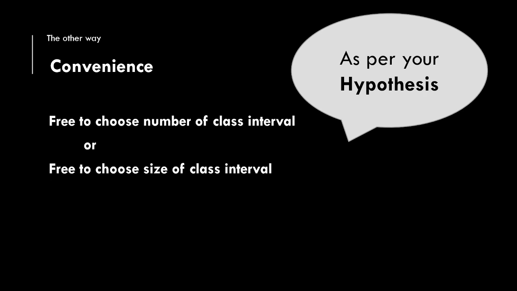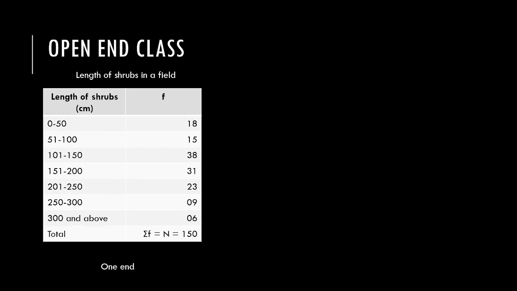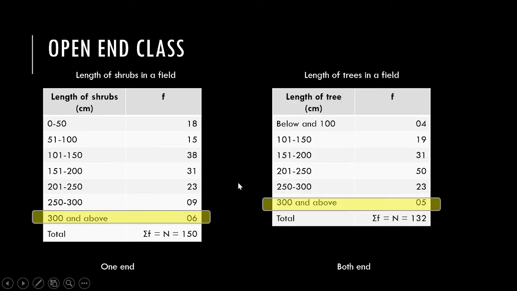For example, if you are working on certain age of people, your focus is on identifying the characters at different age groups, you can form the class interval on that basis. When the limit of the first or last class interval is not specified, they are known as open-end classes. The first example has one open-end class. The second example has two open-end classes.